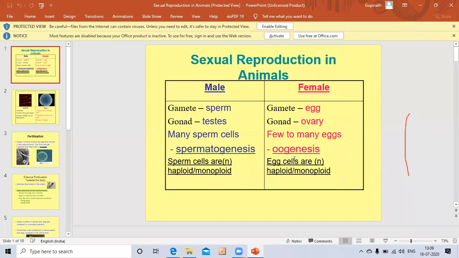And in the case of the female, there is a process called oogenesis. So what is meant by oogenesis? The egg cells are produced in the female, and that process is called oogenesis. The egg cells are of course haploid, monoploid also, with a single number of chromosomes.